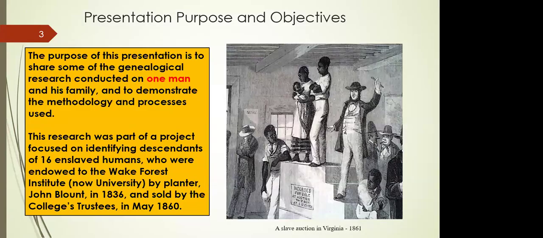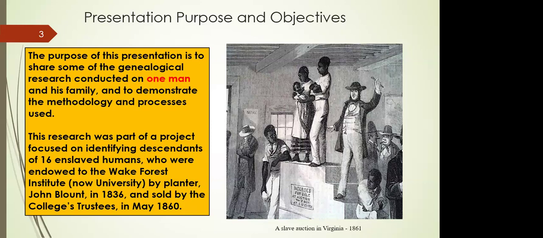My objective today is to share some of the genealogical research conducted on one man and his family, and to demonstrate the methodology and the thought processes that were used. This research was part of a project focused on identifying descendants of 16 enslaved humans who were endowed to the Wake Forest Institute, now University, by planter John Blunt in 1836 and were sold by the college's trustees in May of 1860.